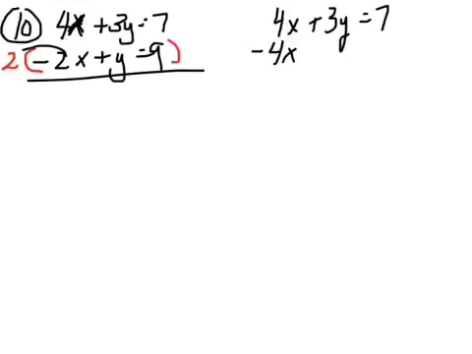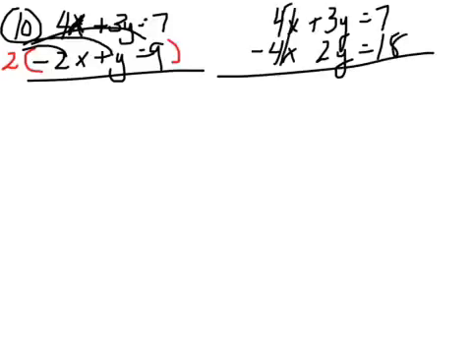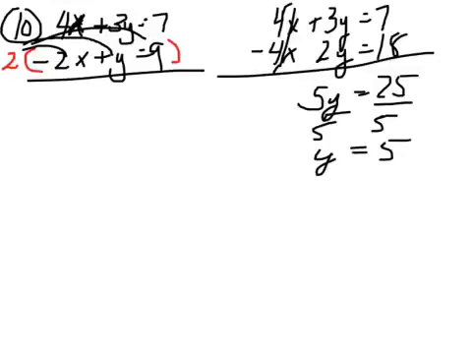But if I multiply that by 2, I got to do everybody by 2. So 2 times y is 2y, and then 2 times 9 is 18. Now that would cancel out. That's why I did it, right? And I'm going to get 5y equal 25. Oh, divide both sides by 5. Y is 5. So now I know that y is 5.